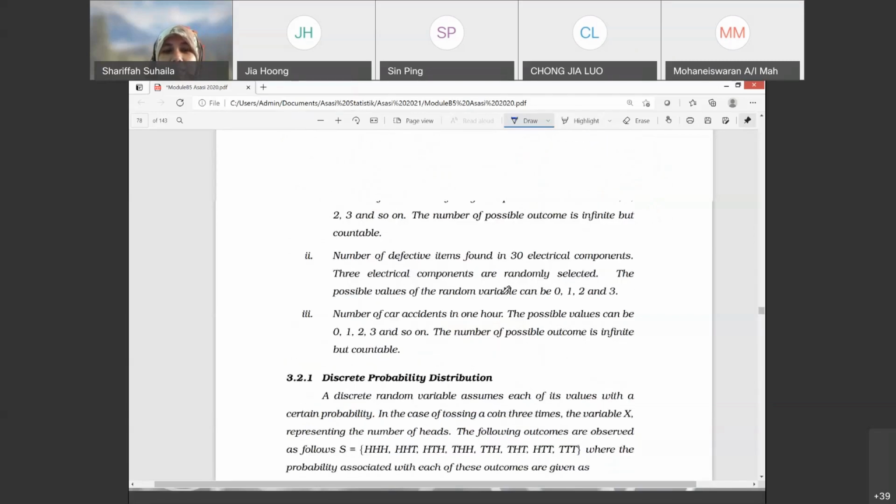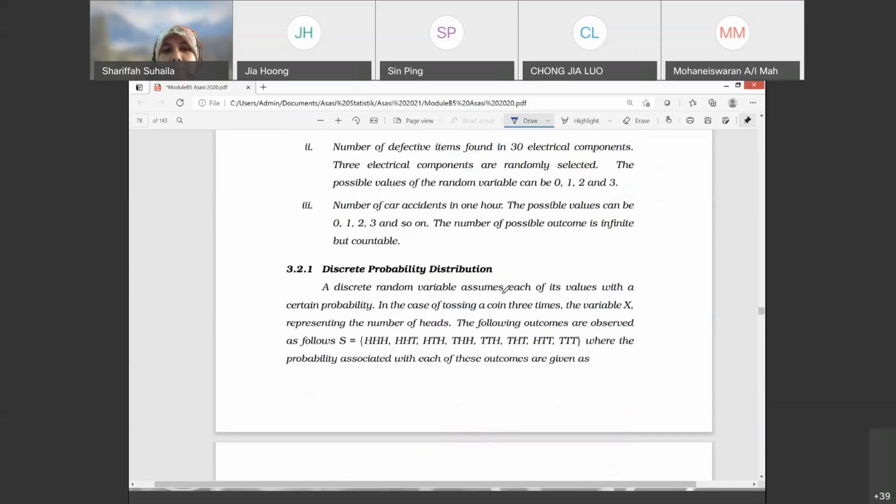So now we discuss a discrete probability distribution. We already saw the example on the coin. Tossing a coin 3 times. So this is your outcome. Again, X here is your random variable representing the number of heads. It can be 0, no head, 1 head, 2 heads, or all 3 heads. So this is your possible outcome: HHH, HHT, and so on.